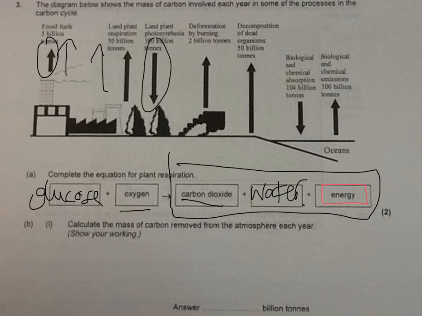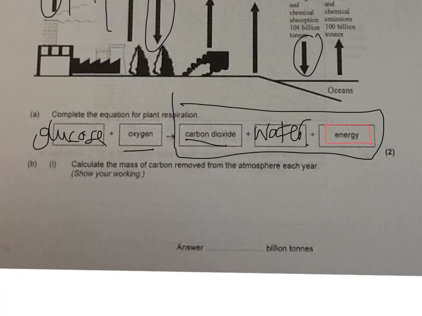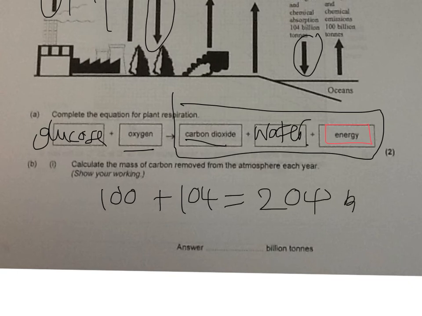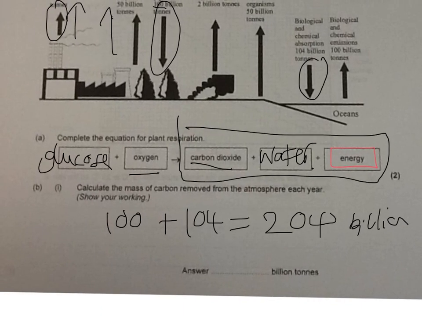The only 2 that are coming out of the atmosphere are photosynthesis, which accounts for 100 billion tonnes, and we've also got biological and chemical absorption, which accounts for 104 billion tonnes. So all that you need to do to get your marks for this one was to add those 2 numbers together. So we've got photosynthesis, which is 100 billion, plus biological and chemical absorption, which is 104, which gives you a total of 204 billion tonnes there. That was not a difficult question, folks, but a lot of people lost marks on there.